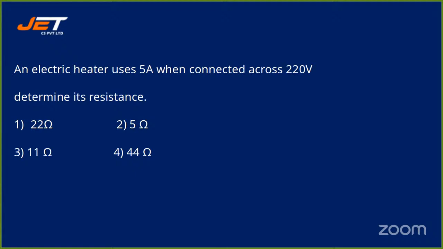So what will be the resistance? R will be V by I, which is 220 by 5. How much do you get? No, no. The answer is, how much is 220 by 5? Good, Nikita. The answer is 44. Most of you are saying 2, but the answer is 4. Simple, it is 220 by 5.